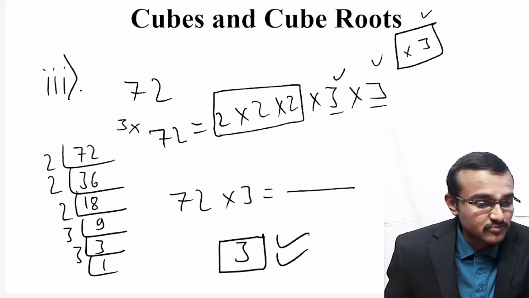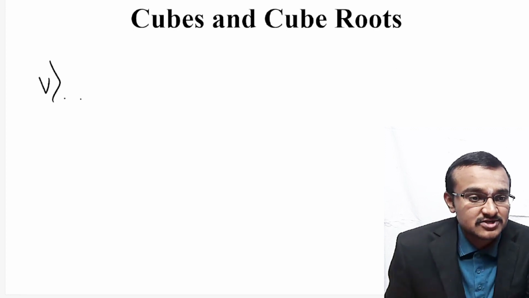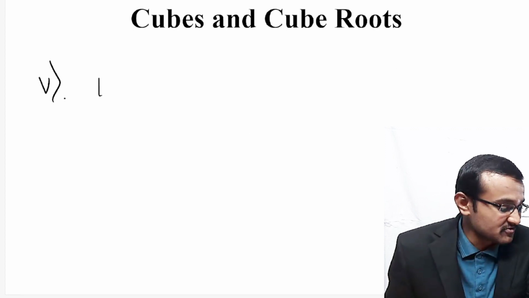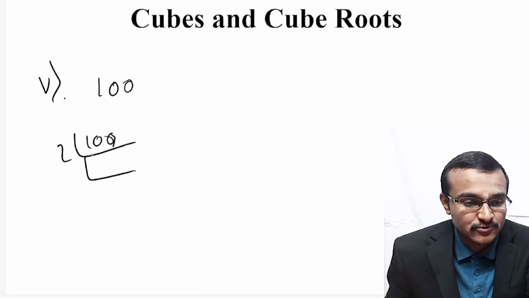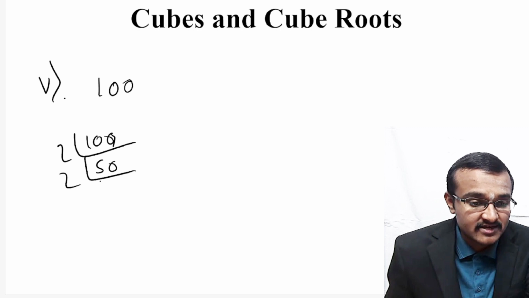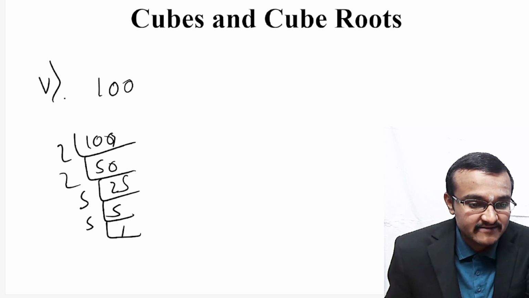So let me solve one more problem in this second question. I will solve the fifth question, that is 100. If we do prime factorization of 100, we will find which number is short to make 100 a perfect cube. So 100 can go with 2, so you'll get 50. Again you can use 2, you'll get 25. You can use 5, you will get 5, 5, 1.